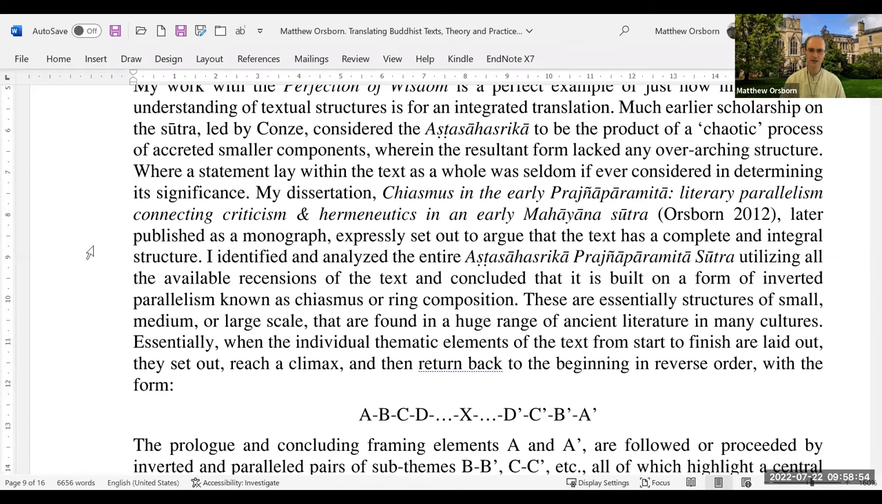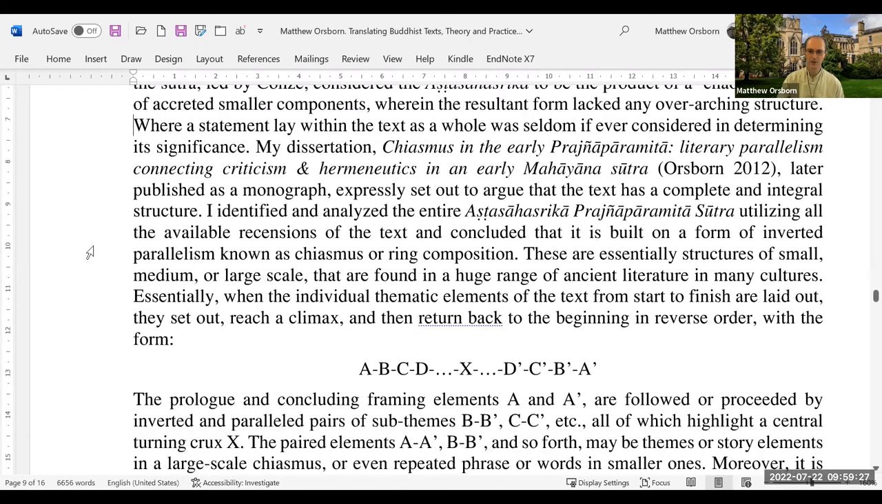Now, my own dissertation, Chiasmus in the Early Prajnaparamita: Literary Parallelism, Connecting Criticism and Hermeneutics in Early Mahayana Sutra, later published as a monograph at the University of Hong Kong, expressly set out to argue that the text has a complete and integral structure. I identified and analyzed the entire Ashtasahasrika Prajnaparamita Sutra, utilizing all the available recensions of the text, and concluded that it is built on a form of inverted parallelism known as chiasmus or ring composition.